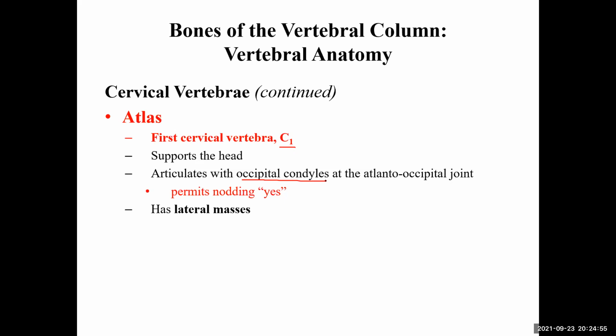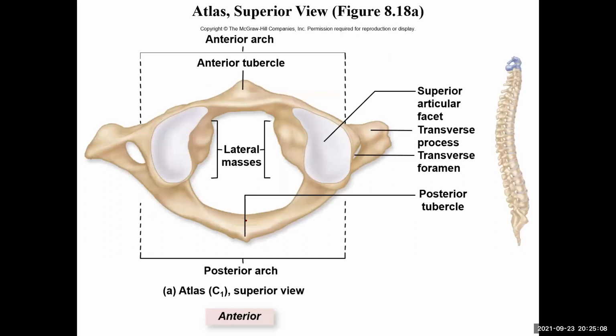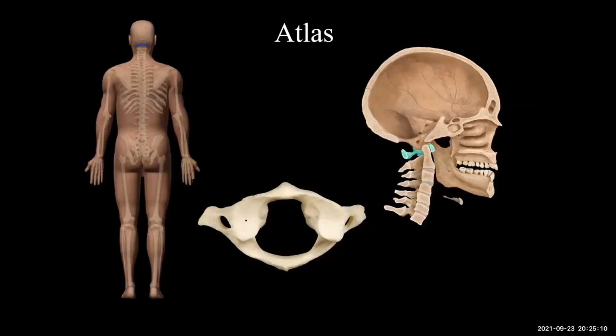Where the occipital condyles come in contact with the atlas, those structures we call lateral masses. I'll show you a picture here. Let me show you a better one. There's the atlas right there. Okay, there it is. And you can see where it's positioned here in relation to the skull and the other vertebrae.